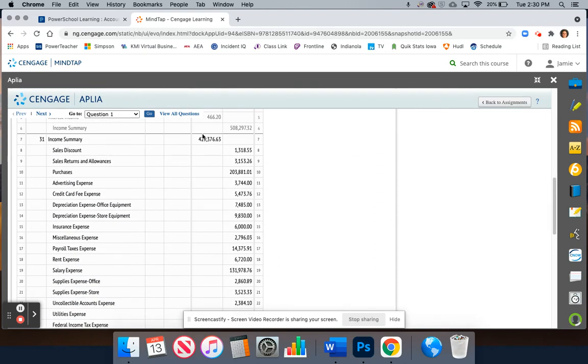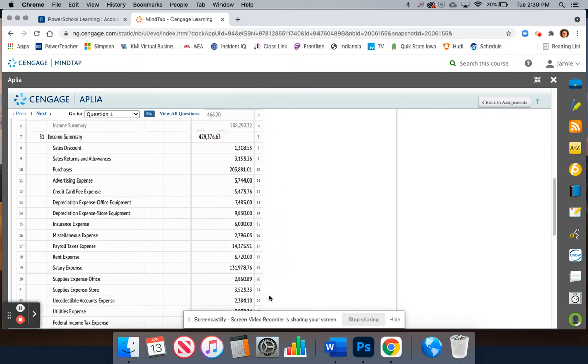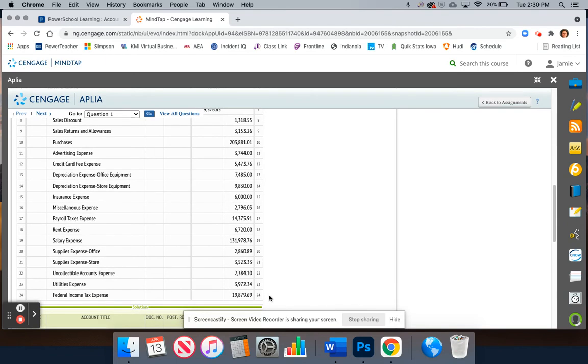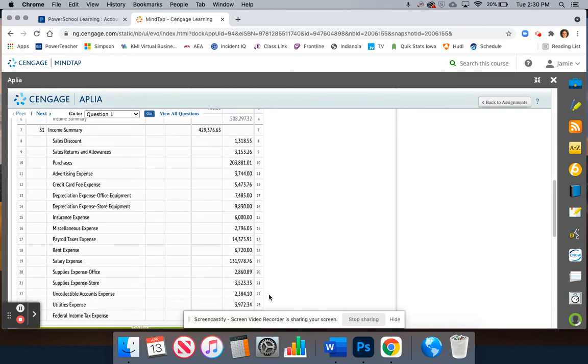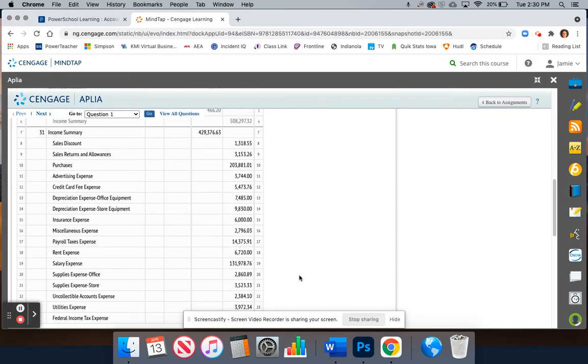You don't know that income summary balance until you've added up all of these accounts which have debit balances in our adjusted trial balance. So that is our second closing entry for all of the debit balance accounts.